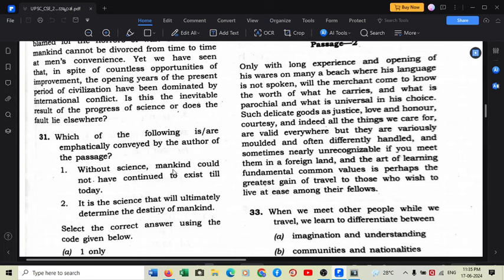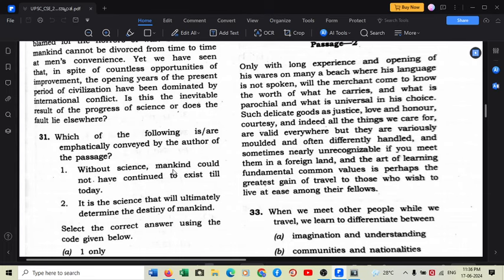Let us read further. And the art of learning fundamental common values is perhaps the greatest gain of travel to those who wish to live at ease among their fellows. So definitely the last line is talking about how the art of learning fundamental common values is the greatest gain of travel. The more fundamental a person remains in life, the more confident the person remains among the people around in society, better than other people if the person has learned well the fundamental common values.